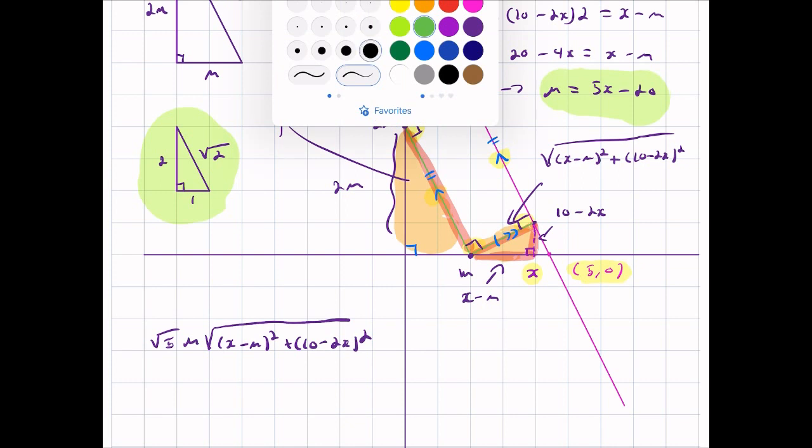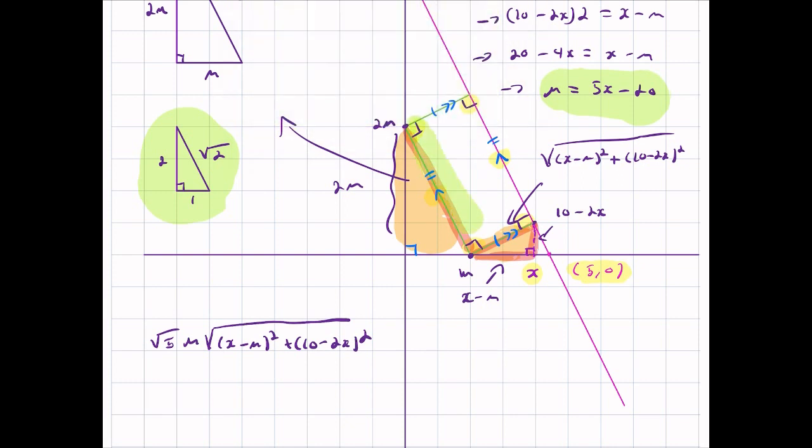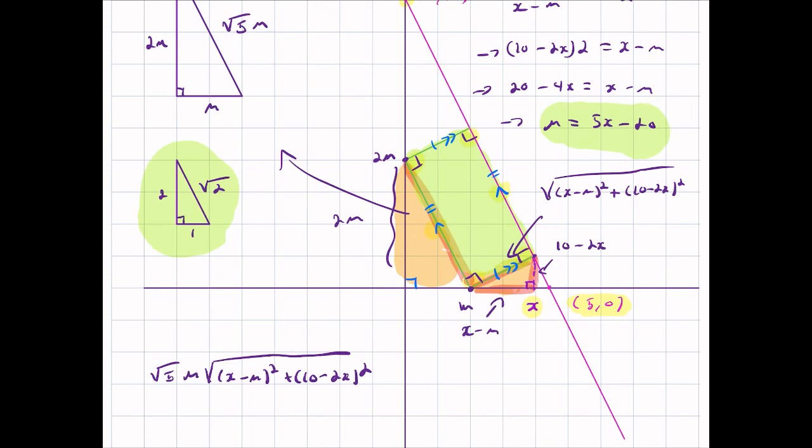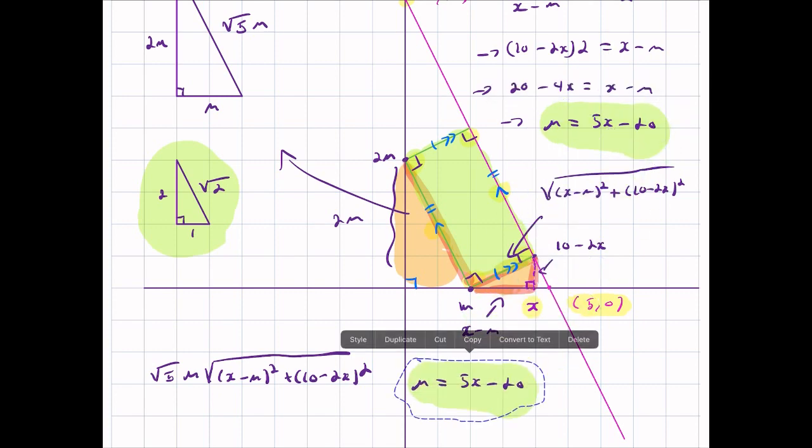And that's not really very useful if I don't know how to relate x and m, because now it's a two variable function. But if I can get it in terms of just the one variable x, then I'm in good shape. And this relationship here, m is equal to 5x minus 20, is what allows me to do that.